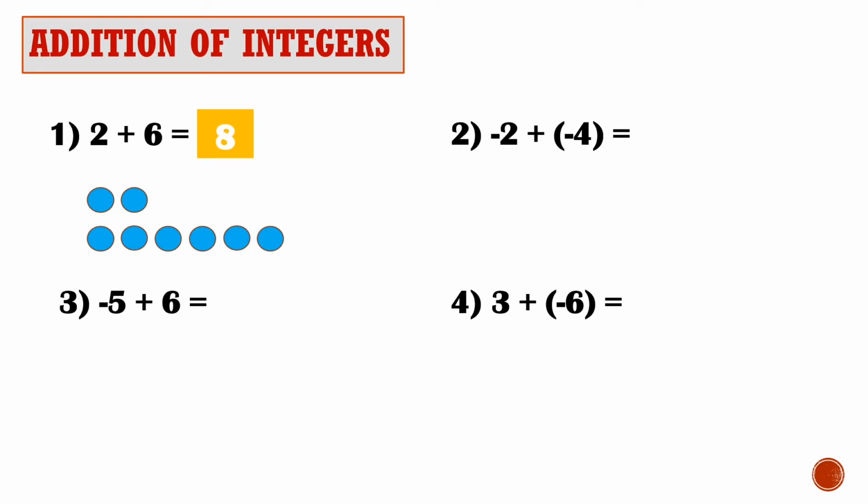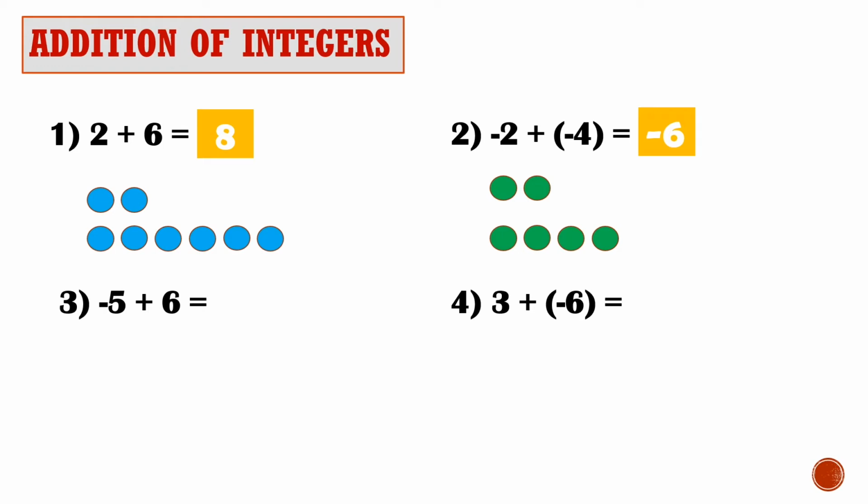Next, 2, we have negative 2 plus negative 4. Ang green ay negative. So maglalagay tayo ng dalawang green for negative 2 at 4 na green for negative 4. Again, wala na namang pair na magkaiba ang kulay. Ibig sabihin, bibilangin lang natin sila lahat. So we have 2, 4, 6. So since green, we have negative 6. Therefore, the sum of negative 2 and negative 4 is negative 6.